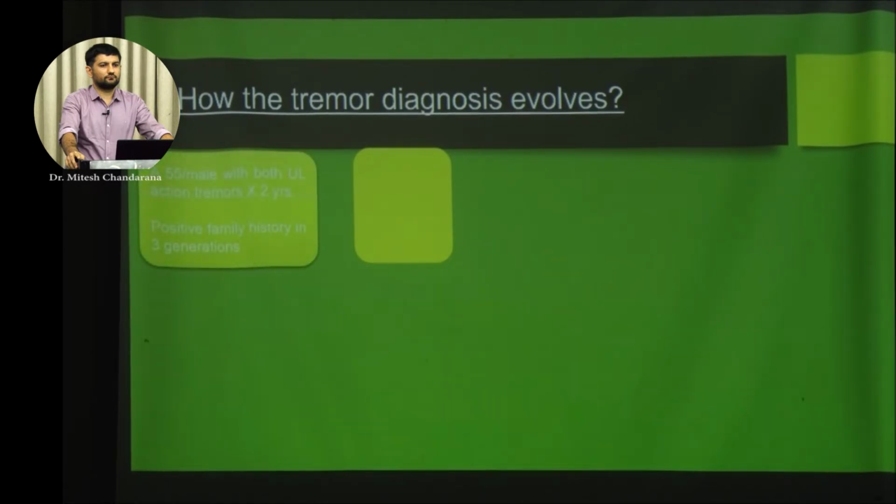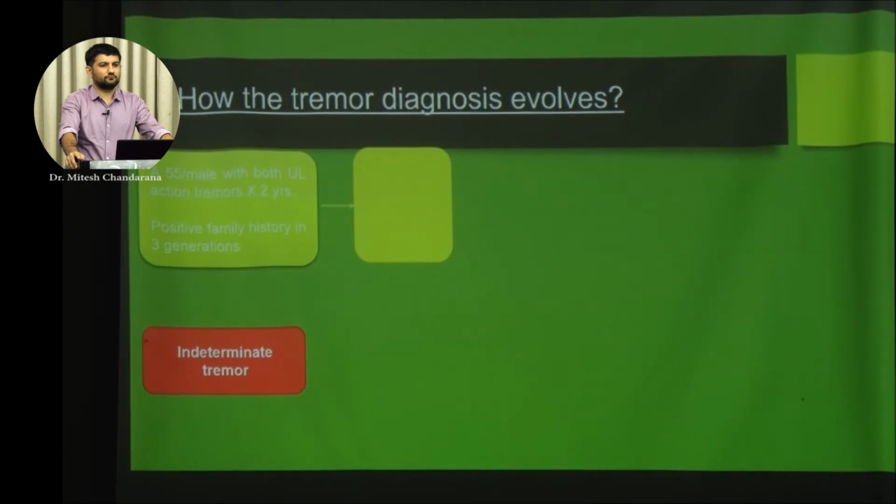So I have put up a case to show how the tremor diagnosis evolves. For example, a 55-year-old male with both upper limb action tremors of 2 years, with positive family history in 3 generations. At this point, what would be the diagnosis? 55-year-old male, 2-year history of both upper limb action tremors only. Here it is indeterminate. We can't call it ET because the duration is less than 3 years. Maybe we can say it is evolving ET.